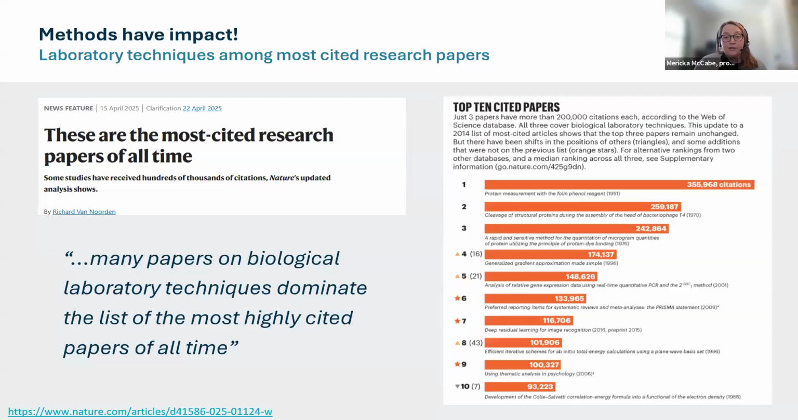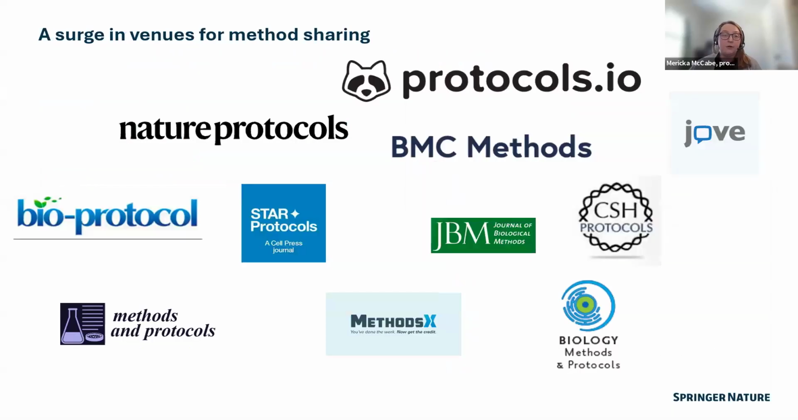So that's over the last 100 years, but in the last decade or so, if we look more recently, there's been a surge in ways to publish and share those protocols and methods. This slide shows a few examples, but it's not an exhaustive list, and big publishers like Springer Nature are expanding their portfolio of method-centered journals with journals like Nature Protocols, which was launched 2 years after Nature Methods, BMC Methods, and their acquisition of protocols.io, where we're now part of the Springer Nature family.